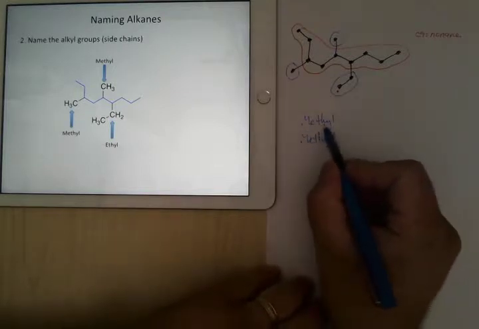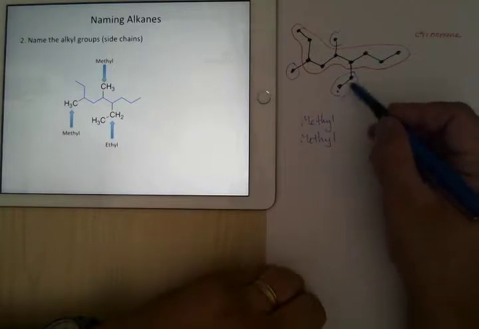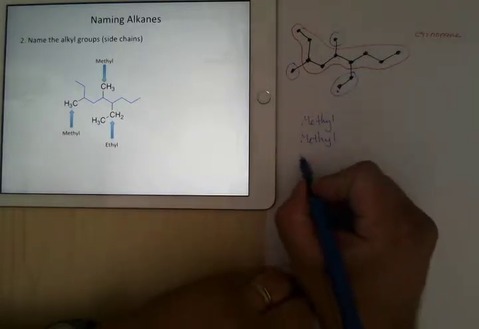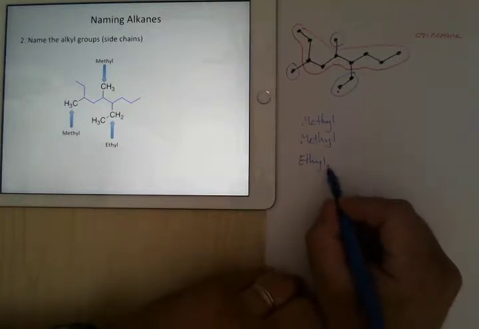Right, so the meth indicates 1 carbon. The yl indicates it as a side chain. So here we have a 2 carbon piece. It would be ethyl, right? Eth would be 2 carbons, yl side chain.